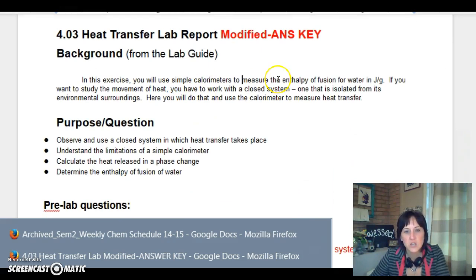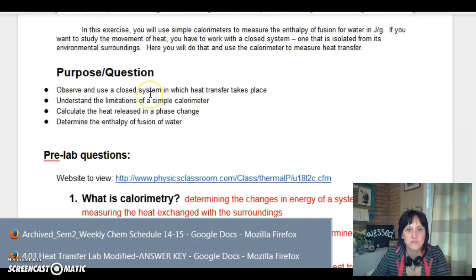So you can see right here at the top, you got what calorimeters you use. We measured the enthalpy of fusion for water, right? That was ultimately what we did at the end. So we're studying that heat transfer, right? How much energy is getting transferred from one thing to the other without getting lost in the surroundings. That's the goal. So hopefully you got to observe and use that closed system with your virtual lab.